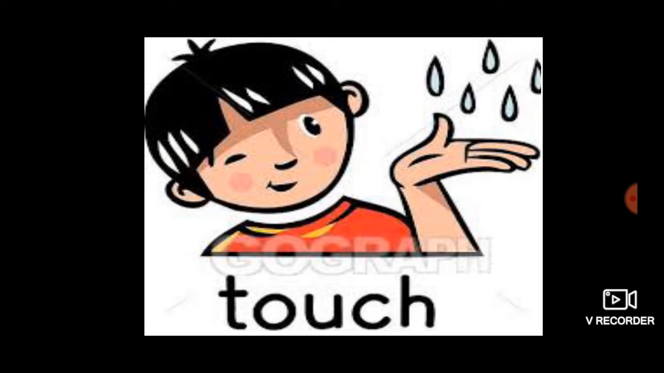So the third sense is touch. We touch using our skin. So we can differentiate between things by touch, if it's cold or hot, rough, smooth, hard.